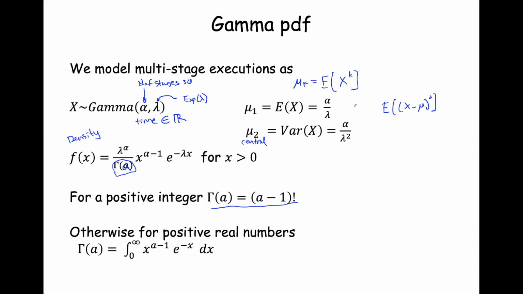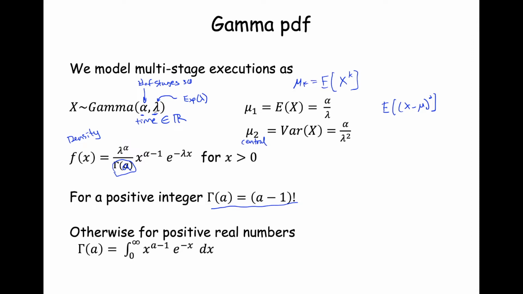That's just alpha upon lambda squared. Okay, so we have the first moment, and then we also have the second central moment. Now, why do we have the first and the second moment? Well, because we have two parameters for the gamma. This is the first parameter, that's our alpha, and the second parameter is lambda.